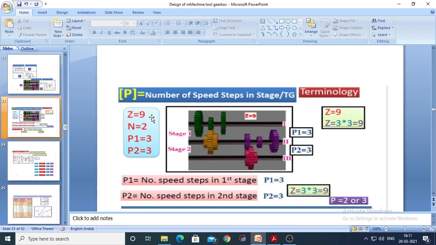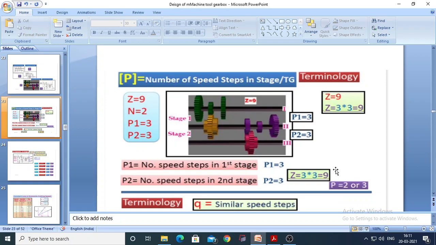Then you will get the number of speed steps. Z is equal to 3 into 3, you will get 9. If you choose the P1 value as 2, then you will get 2 into 3, which is 6. This answer is wrong, remember that. That's why we use P1 equal to 3 here. This means the number of speed steps in the first stage is 3 and in the second stage also 3. Then use the formula Z is equal to P1 into P2. Put the values of P1 and P2 as 2 or 3. Here we put 3 into 3, then you will get 9.